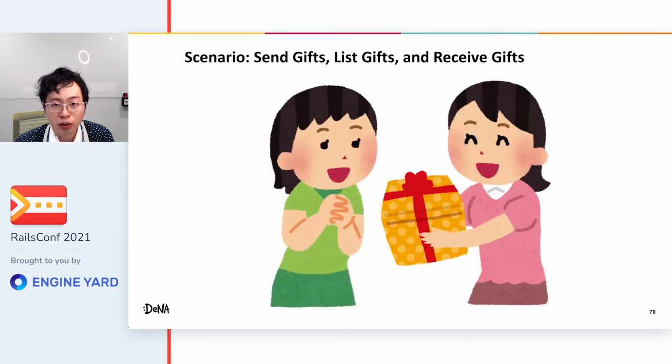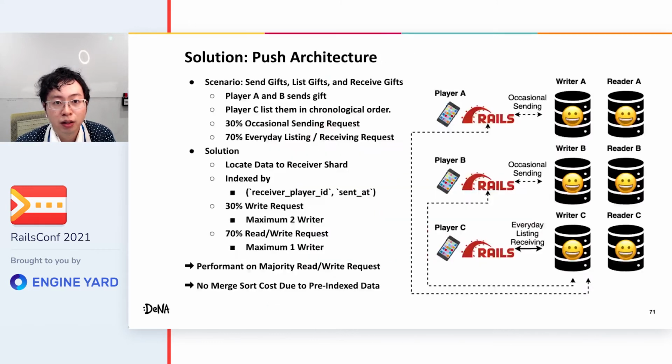The next scenario is send gifts, list gifts, and receive gifts. In this scenario, player A and player B send gifts to player C. Player C lists them in chronological order. The requests consist of 30% occasional sending requests and 70% everyday listing or receiving requests. You can see the figures on your right-hand side.